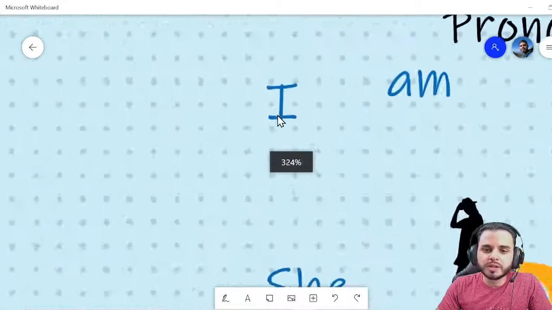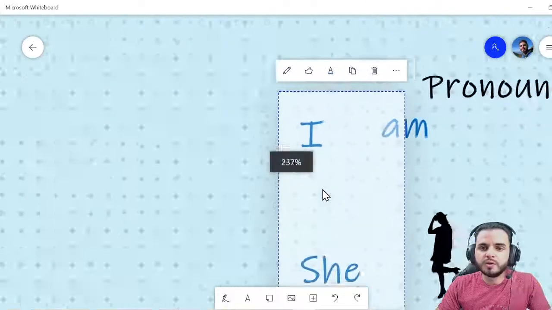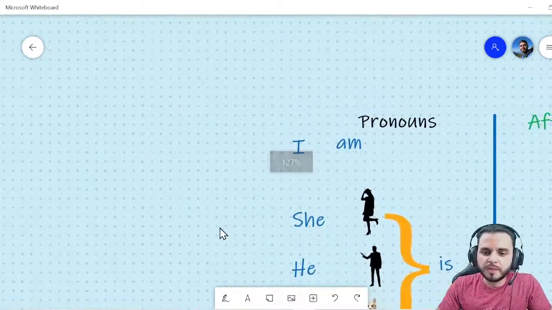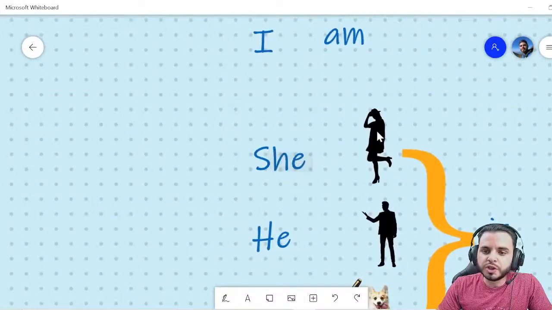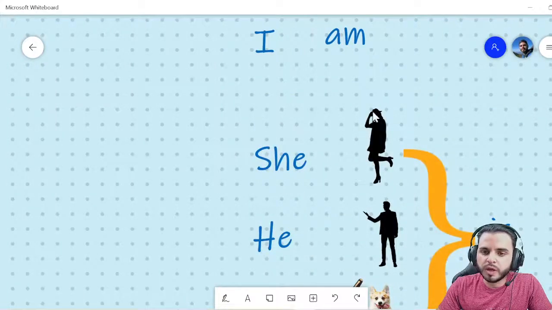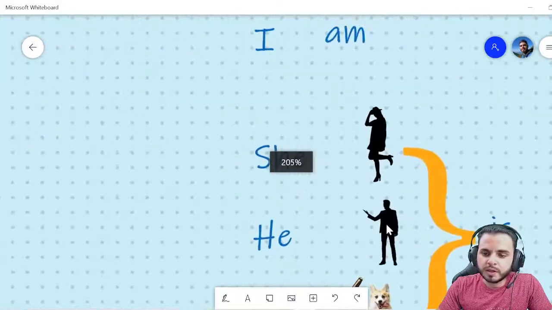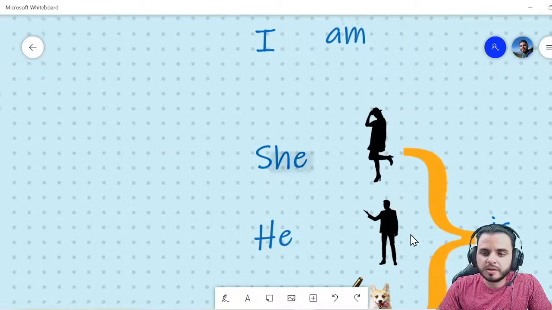The first one is I, so I use I to refer to my person, to me, okay? Then we have she, and I use she to refer to a woman, right? Like the girl we have here. Then we also have he, so we use he to refer to a man, right?